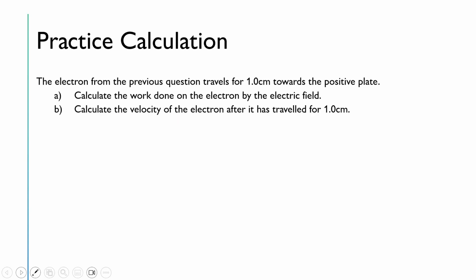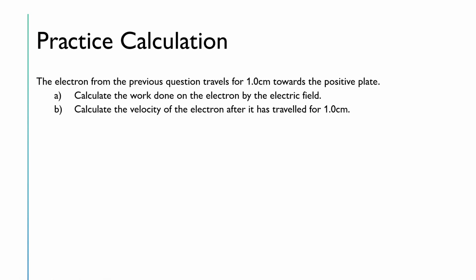Given all of these concepts, let's have a look at completing a practice calculation which involves an electron from the previous question. In this scenario, we're told that it has moved 1 centimeter towards the positive plate. What we want to be able to find is first the work done on the electron by the electric field, and then the velocity of the electron after it's actually traveled for 1 centimeter.